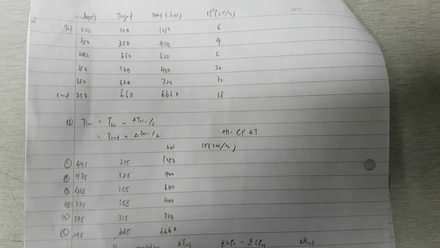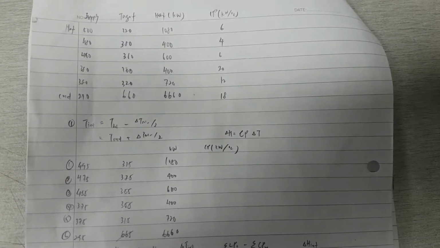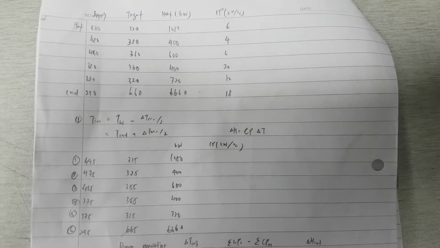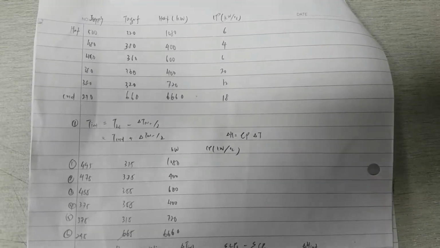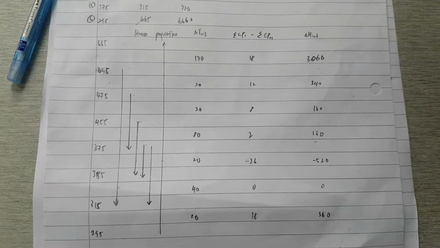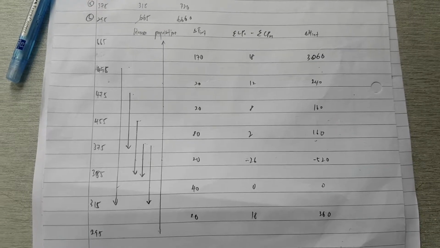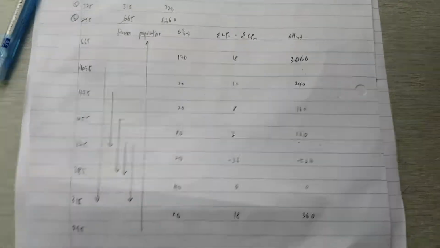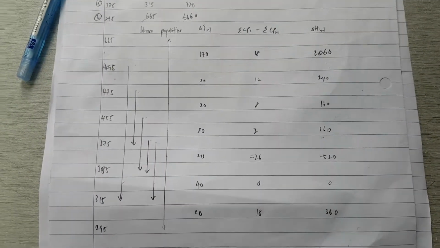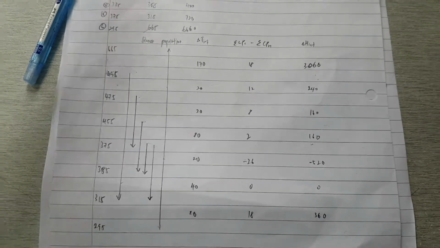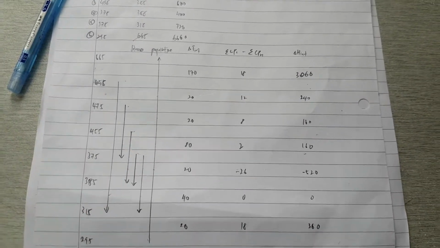The first step is we need to calculate the adjusted temperature based on a delta T minimum. For this example, I've chosen delta T equals 10 degrees Celsius. Next, let's look at the stream population table. In the first column, we have the temperature intervals arranged from the hottest to the coldest.